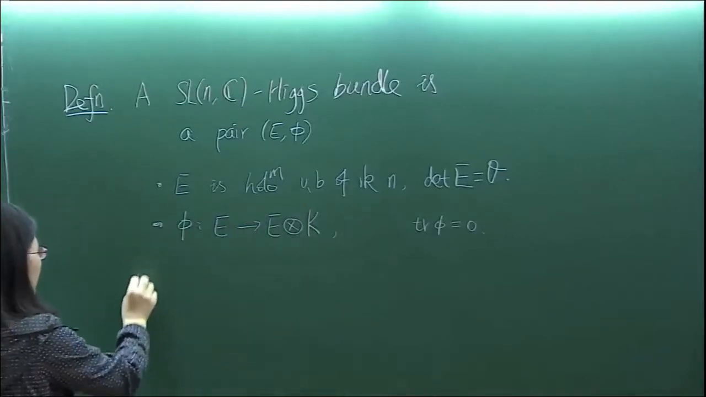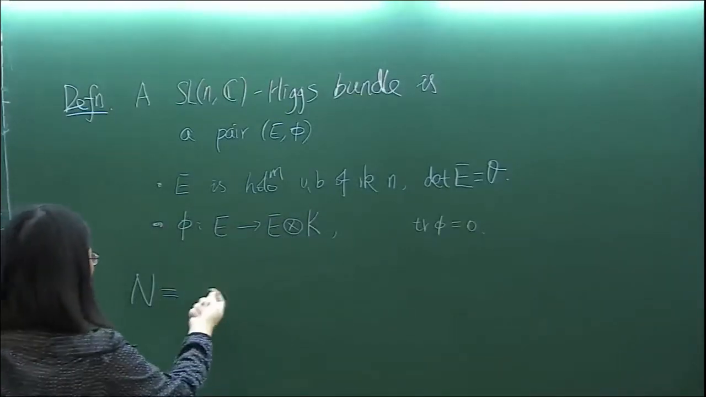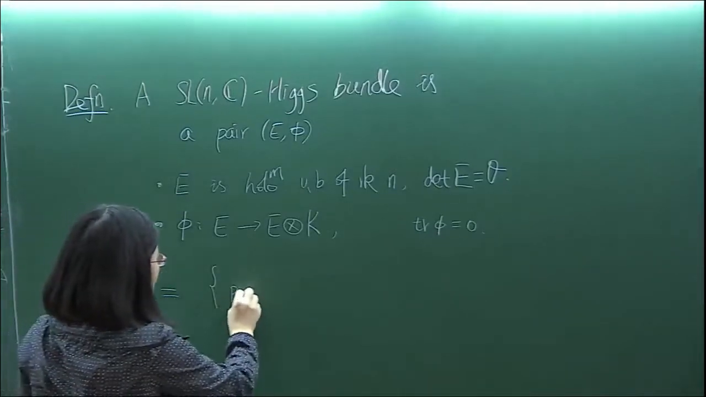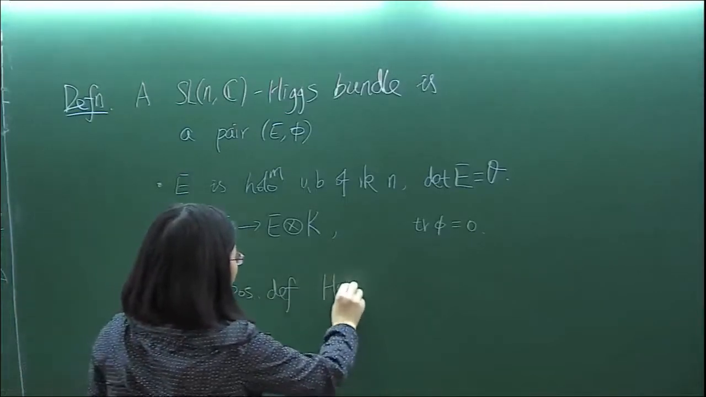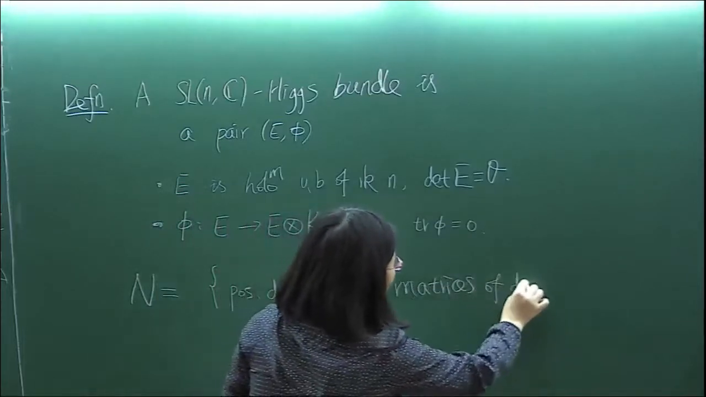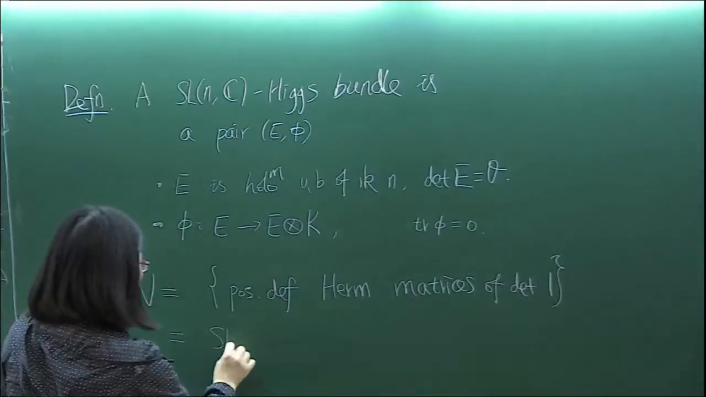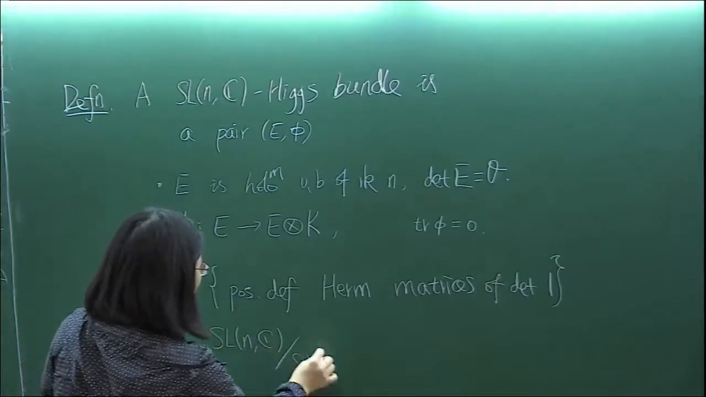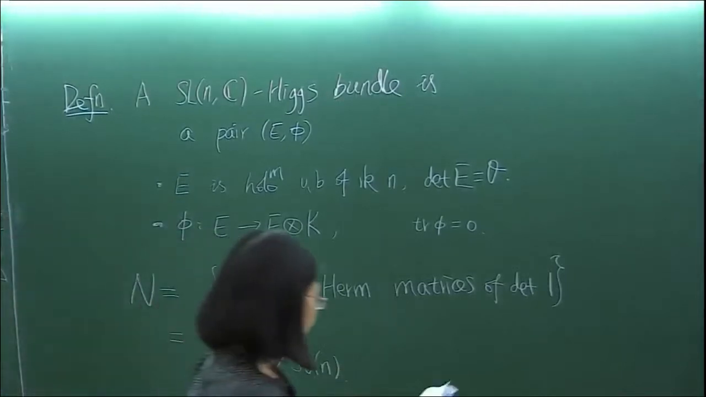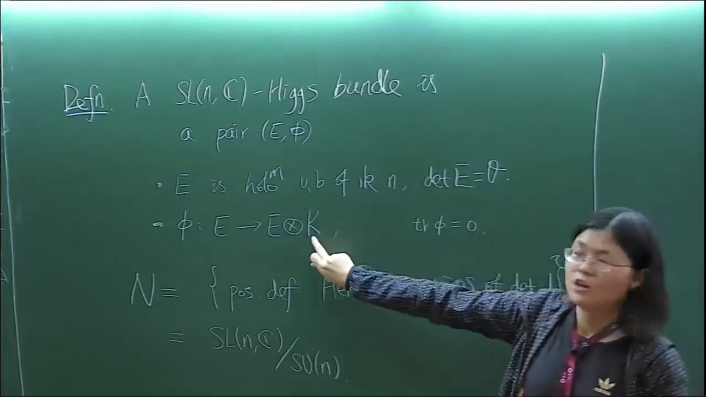So correspondingly, we consider our target space for the harmonic map, which is smaller: not all the positive definite Hermitian matrices, but the positive definite Hermitian matrices of determinant 1. So from the group point of view, it is SL(n,C) quotient SU(n). So from now on, this N is what we are going to consider. K is the holomorphic cotangent bundle.